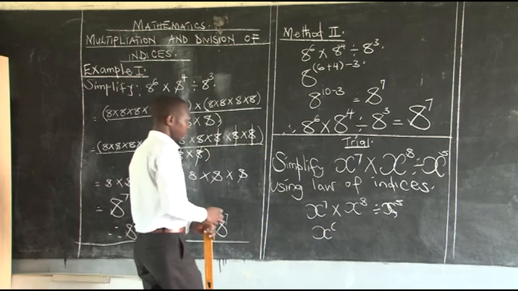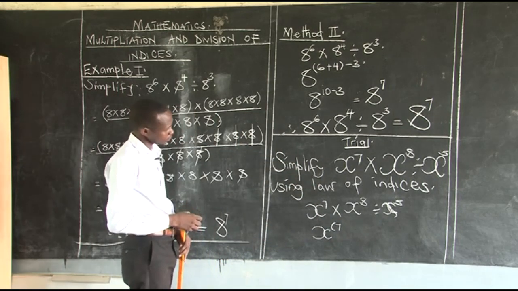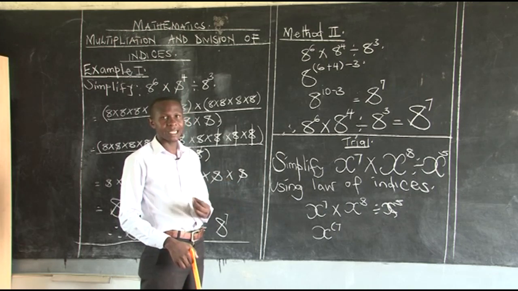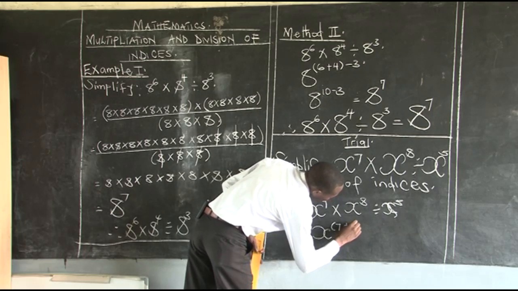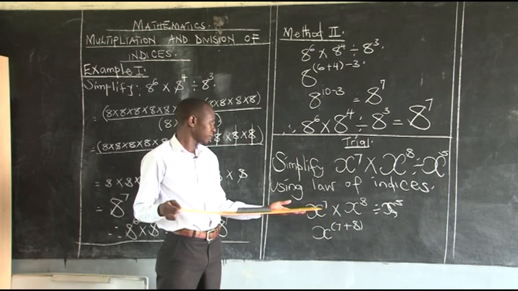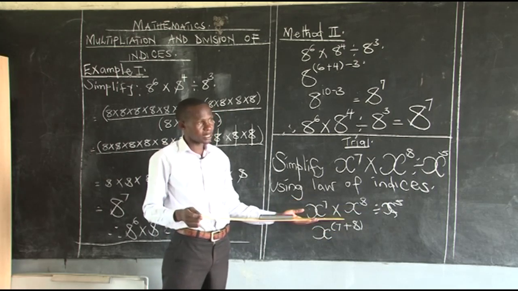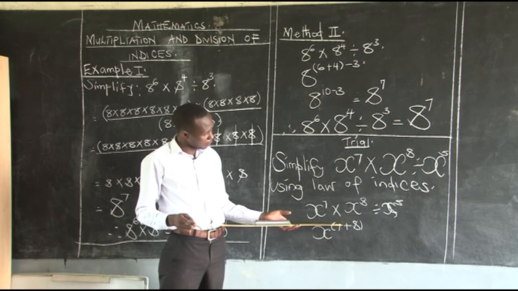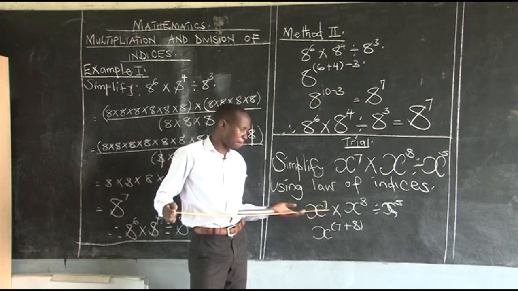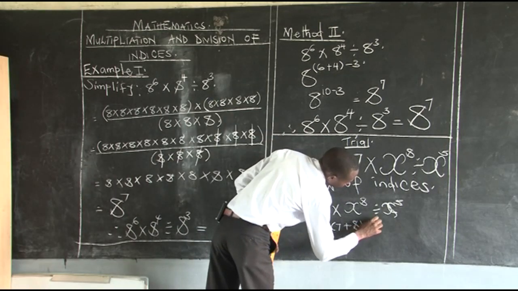Then from there, what do I have on the first x? I have exponent 7. Remember, we're multiplying by x. What happens when you are multiplying indices with the same bases? We add their powers. So I'll say plus 8. This is the first expression: x times x, here it is power 7, here it is power 8. We shall take one base because we have the same base, so x to power 7 plus 8. We are saying plus 8 because we are multiplying indices with the same bases. Then divide simply means subtract, so I say minus 5.